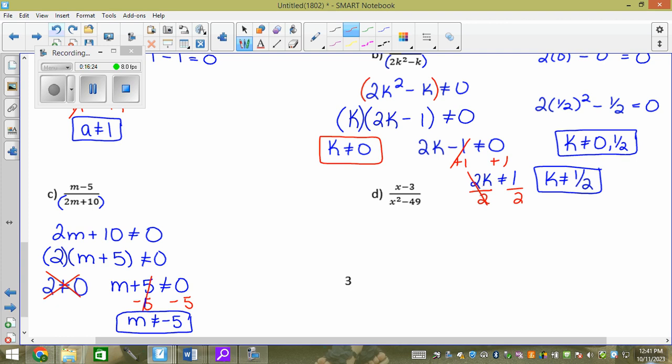Okay, let's look at D. D has x squared minus 49. Goes in brackets. Okay. So I say x squared minus 49 can't equal 0. Can you spot anything with x squared minus 49 from what we did on Friday? Yeah. 49 is the perfect square, 7. And x squared is a perfect square too, right?